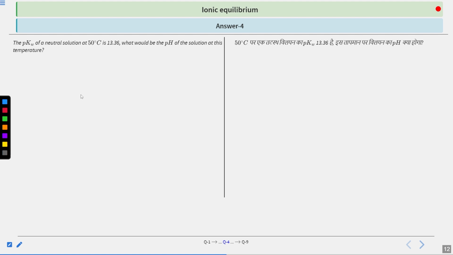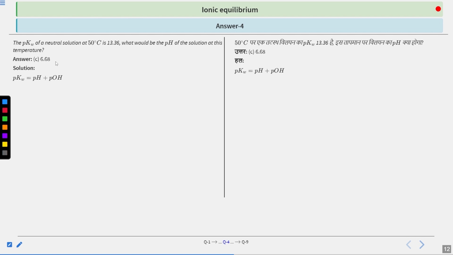So basically in this question, your pKw value is given as 13.36. Now you have to find the pH of the solution at that temperature. The correct answer is C, 6.68.